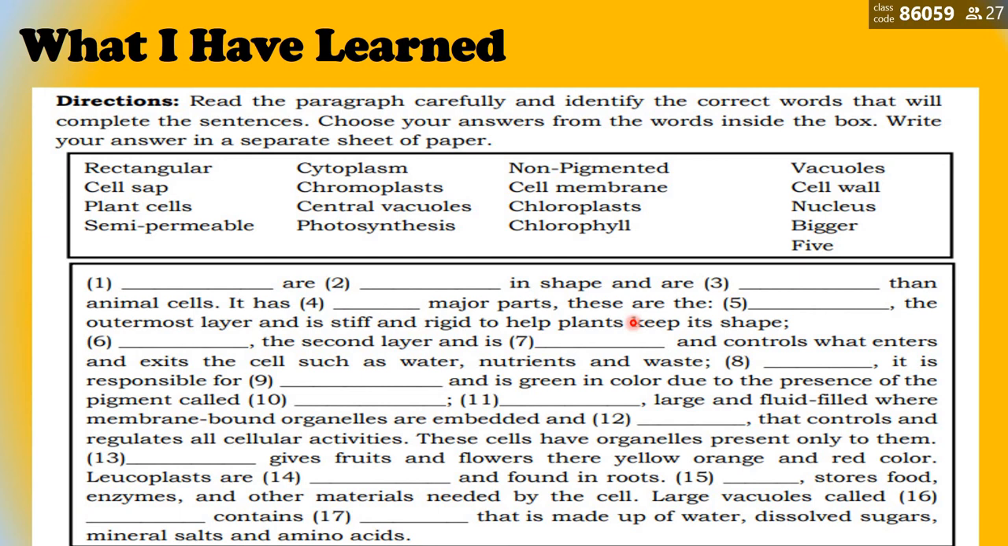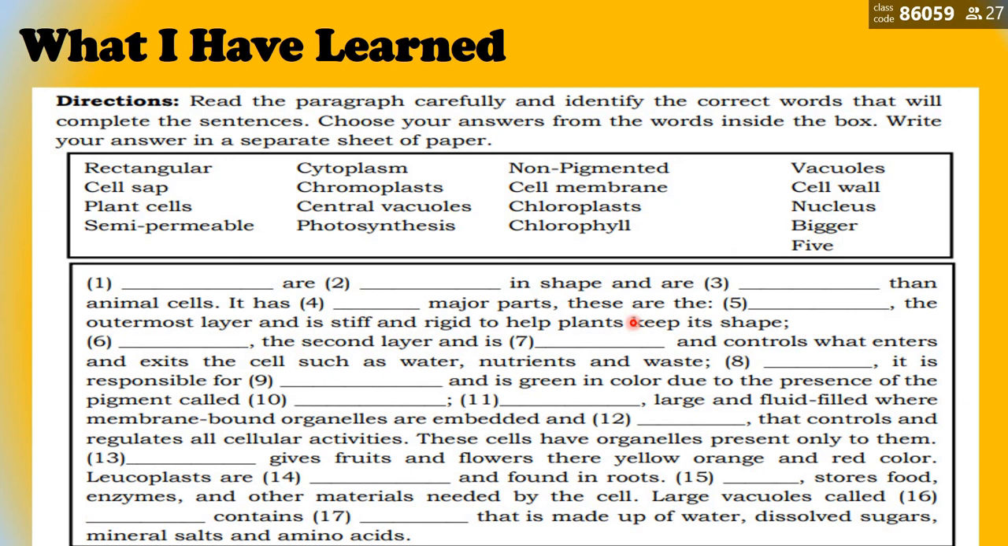So for number 1, it is: plant cells are rectangular. Number 2, in shape and are 3, bigger than animal cells. It has 5 major parts. These are the cell wall, the outermost layer, and it is stiff and rigid to help plants keep their shape. Then the next one is the cell membrane, the second layer, and it is semi-permeable and controls what enters and exits the cell, such as water, nutrients, and wastes.